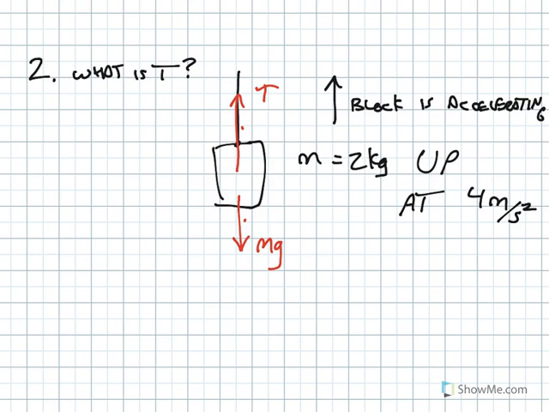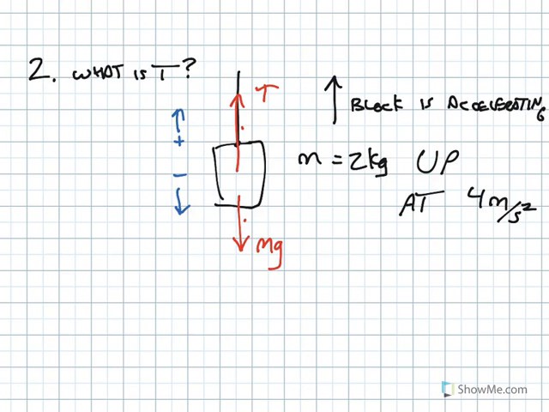In fact, which one has to be greater? If you said T, then you're correct. Which means technically I should draw the T arrow a little bit longer than mg. In any case, coordinate system. So how about we keep the same one we were using? So up is positive, down is negative.